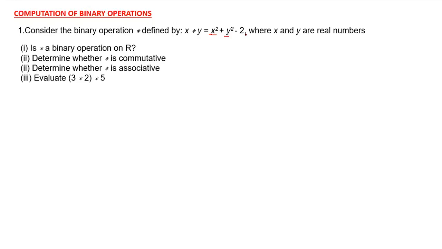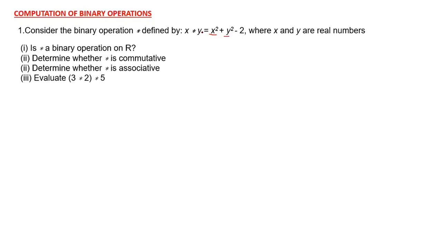So meaning, since there is no number that you can put on either X or Y to make the whole expression undefined, therefore star is a binary operation on R. So star in this question is a binary operation on R.